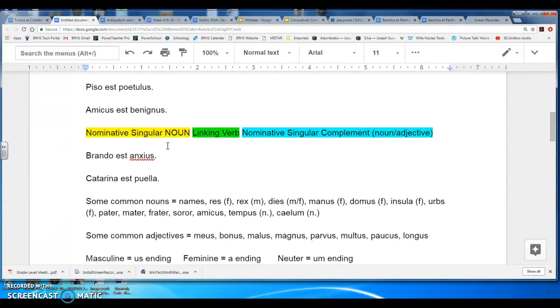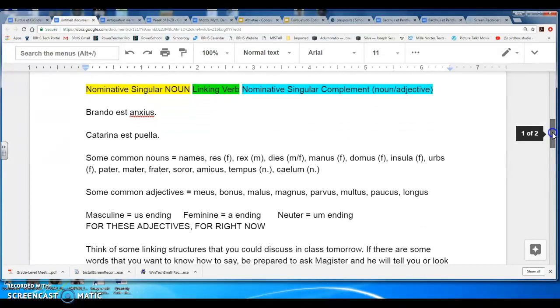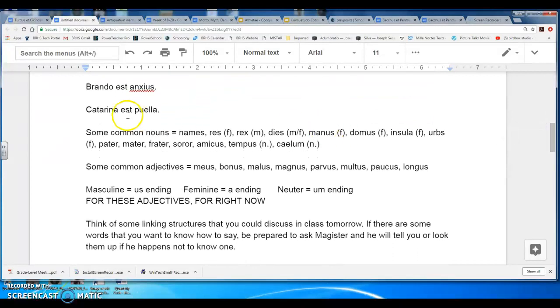So, with these examples, we have a nominative singular noun, a linking verb, and the nominative singular complement. When I say complement, I mean either a noun like little poet or an adjective like benignus. Brando est anxius. Brandon is anxious. Again, we have a nominative noun, a linking verb est, and the predicate nominative anxius. Pretty easy stuff here. Katerina est puella.